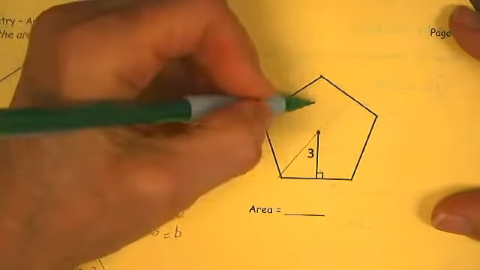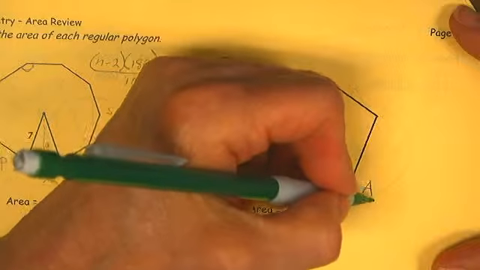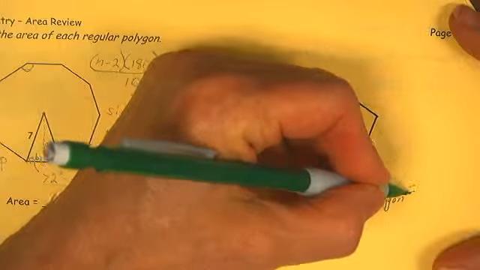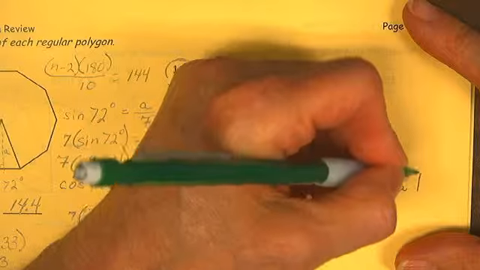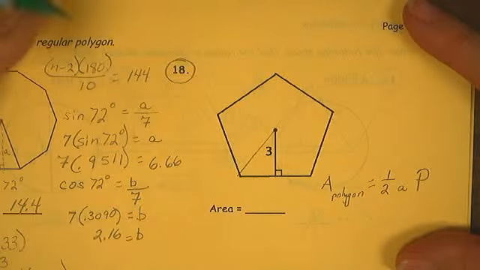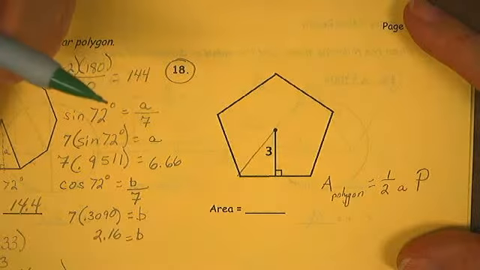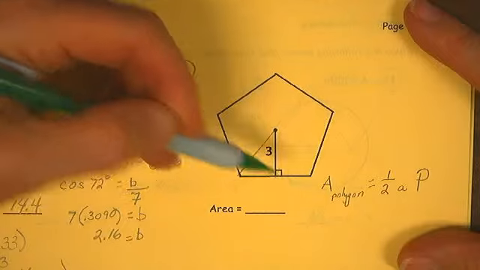So we need the formula for area of a polygon, which is 1/2 the apothem times the perimeter. Well, we need the side length. How can we calculate the side length?